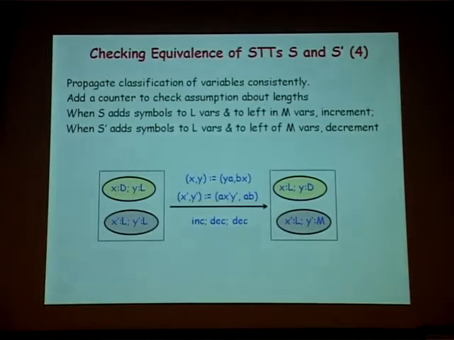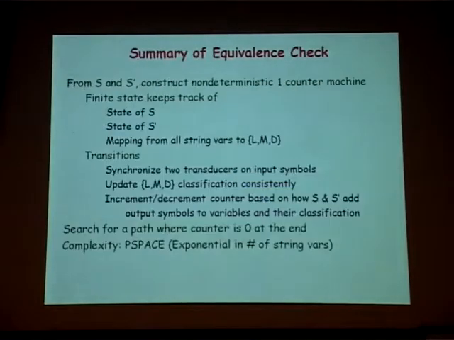So this was a bit hurried, but hopefully you got at least some idea. This is just a summary. We are going to build a non-deterministic one-counter machine, where the finite state keeps track of the state of s prime, and then the classification of string variables to these three values.